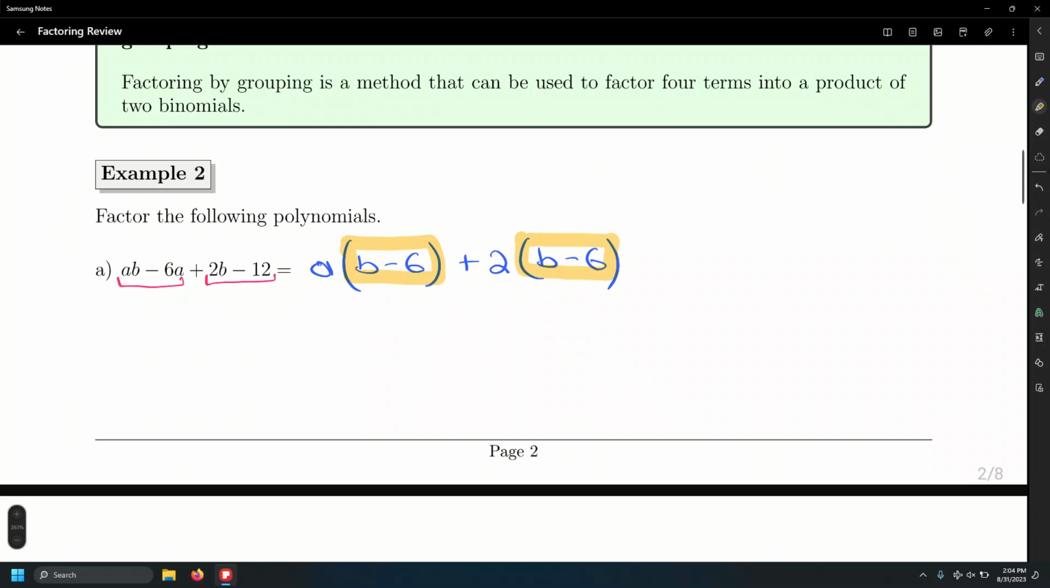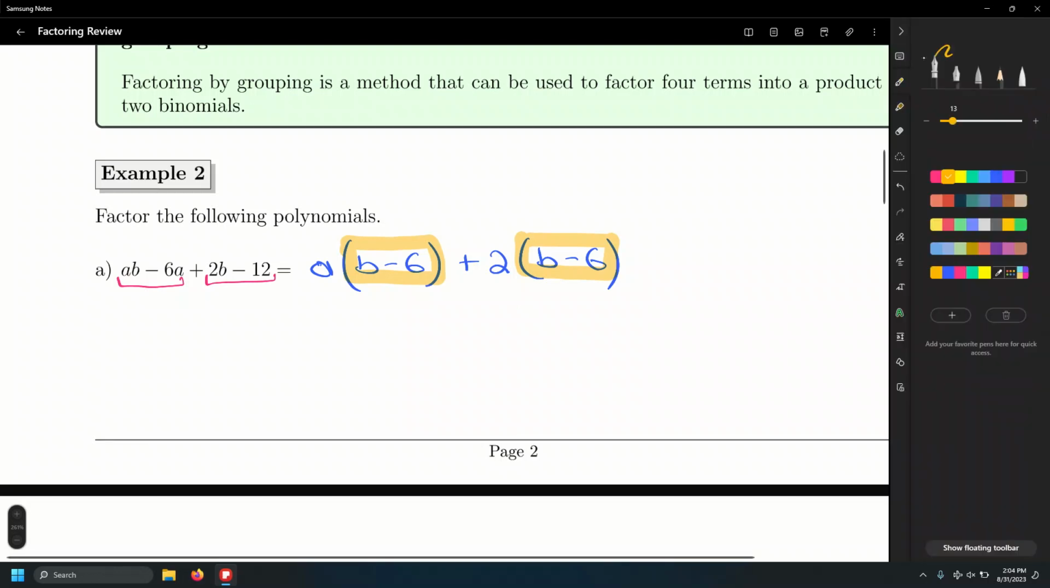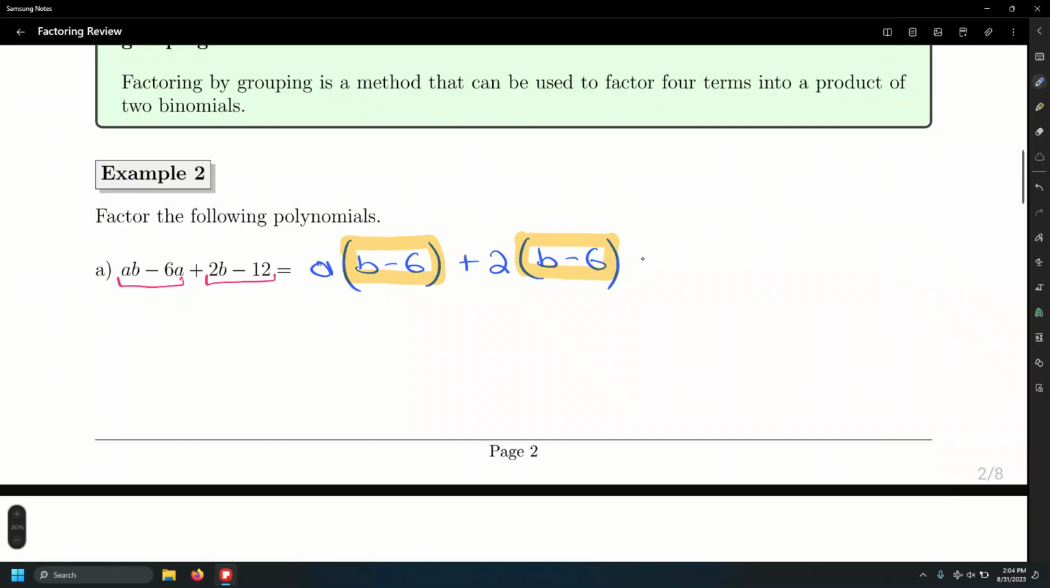Find the GCF of every single group, and then find another overall GCF. The new GCF will be b minus 6, in parentheses, and then a plus 2. In other words, the second group of parentheses is comprised by the other factor, a plus 2. That's the final answer for this one.